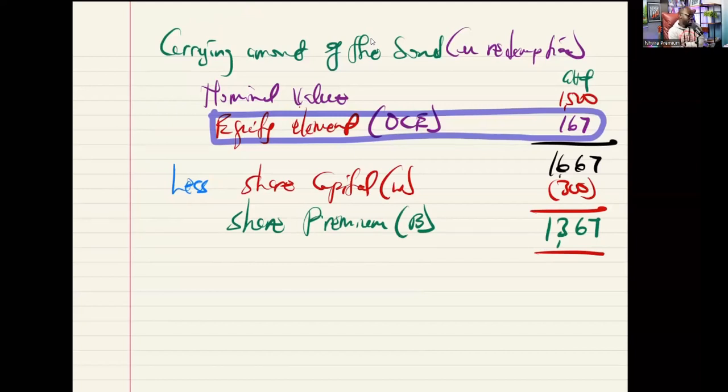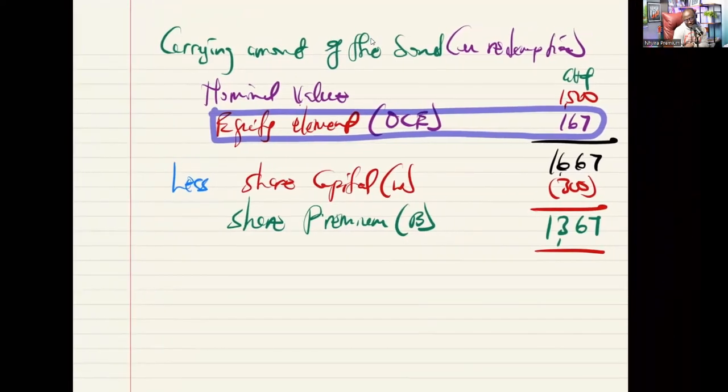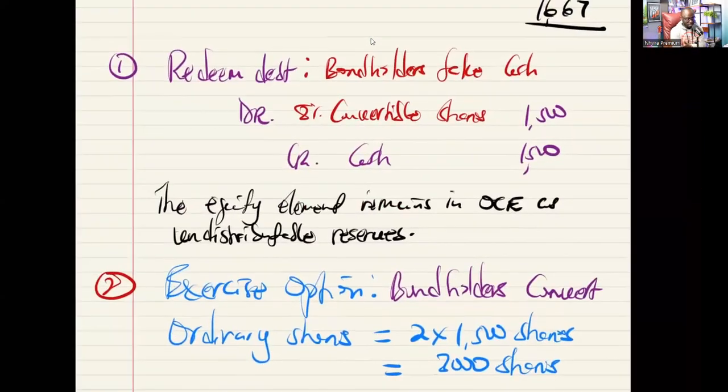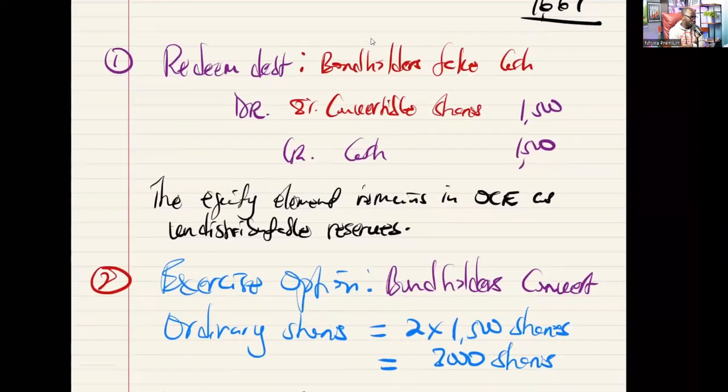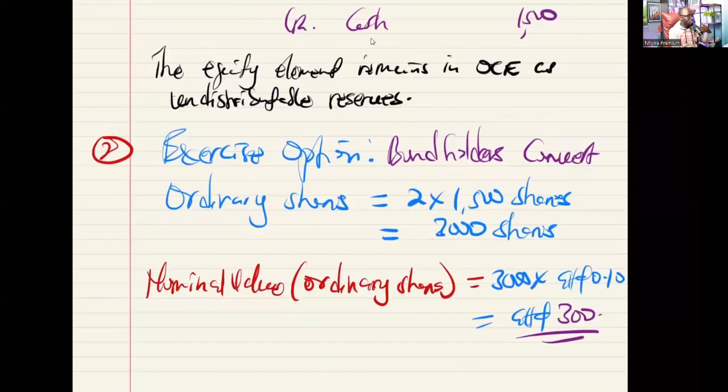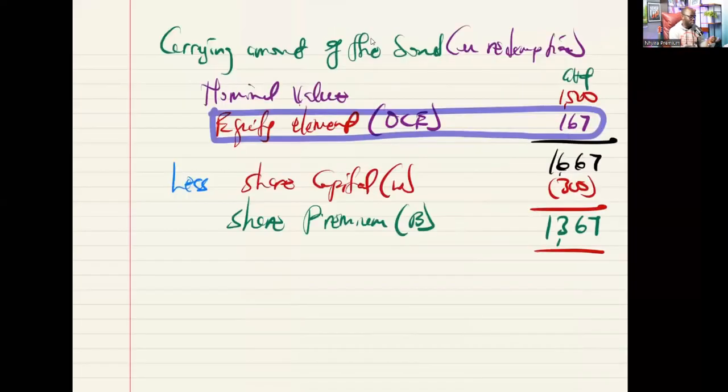So you realize that if they convert, we are better off because our share premium is big, 1,367. But if they take their cash, we only get 167 as undistributable reserves. So this is what happens on the date of redemption and its implication on the statement of financial position.